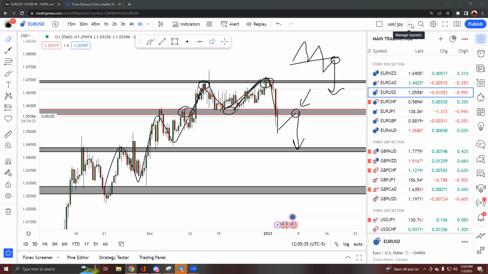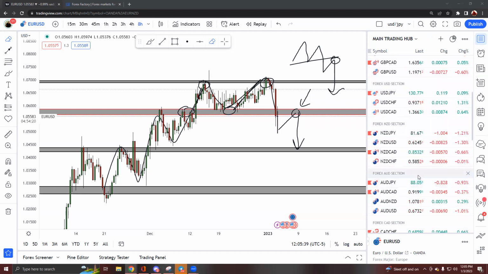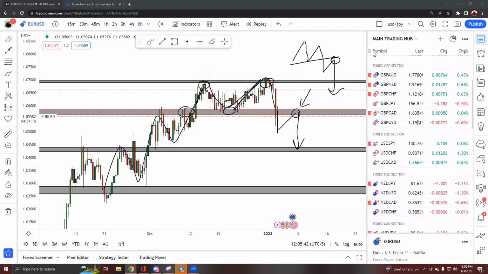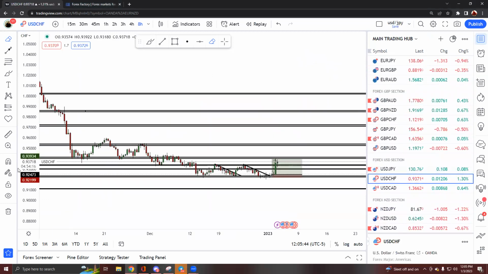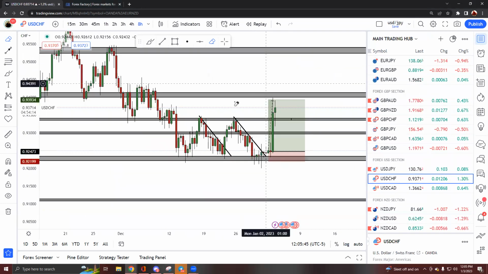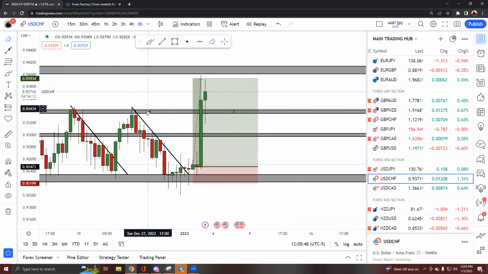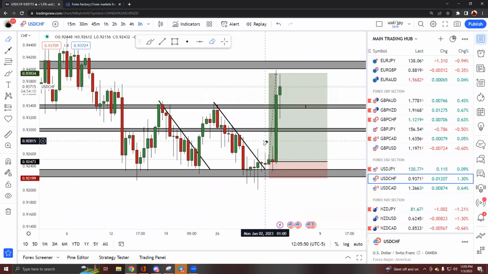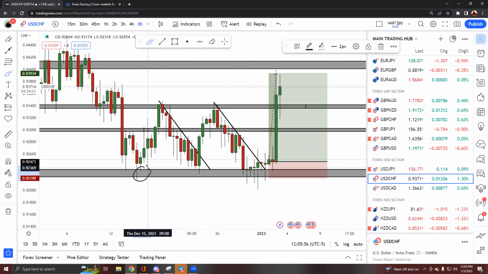Let me show you another one of my setups that I've already been in this week on USDCHF. This right here has been a perfect, very simple trade, guys, a very simple setup in the market. If you're looking at this right here, you can pretty much already know what I was going for. This right here is my past level of support.